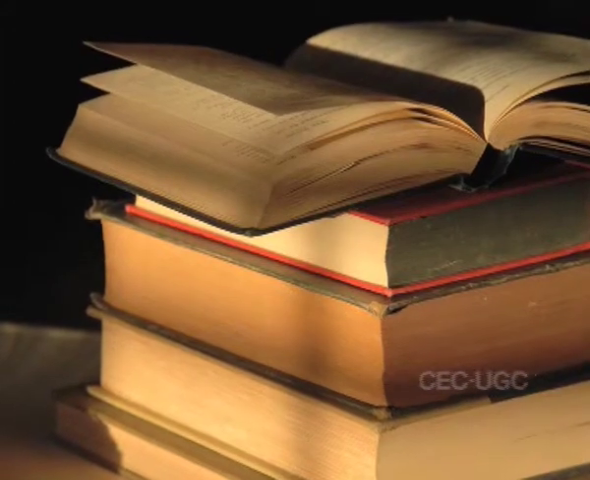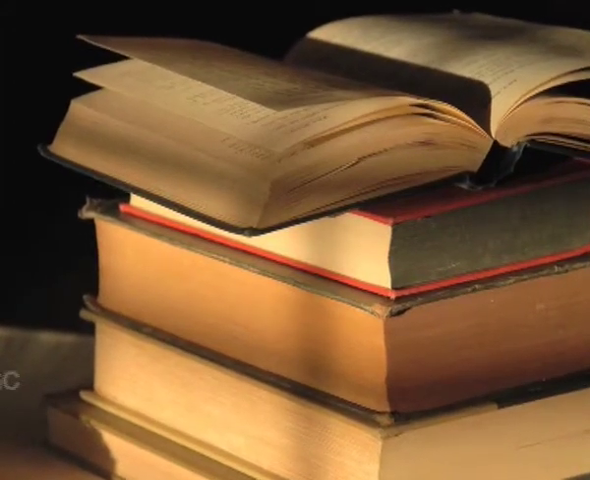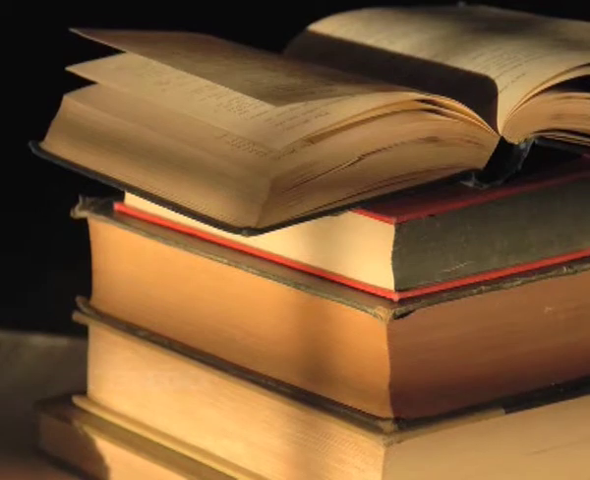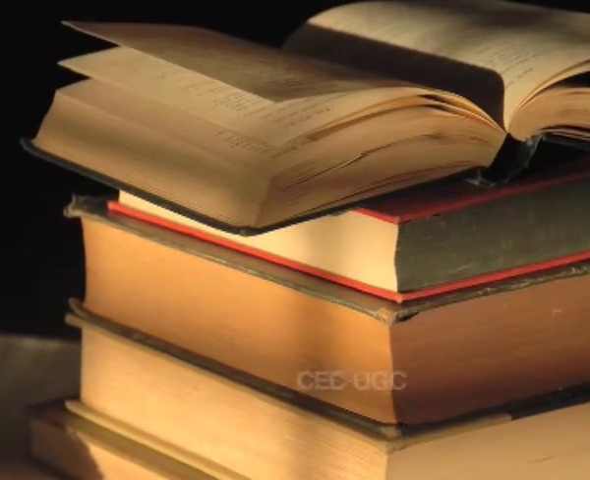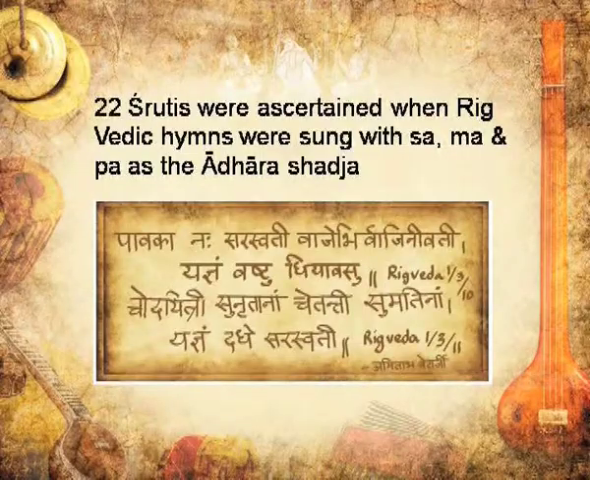The 22 Shrutis of ancient music were not mere theoretical postulates. They are solid musical facts and were ascertained when Rig Vedic hymns and melodies were sung with Sa, Ma, and Pa as the tonic note or Adhara Shadja.